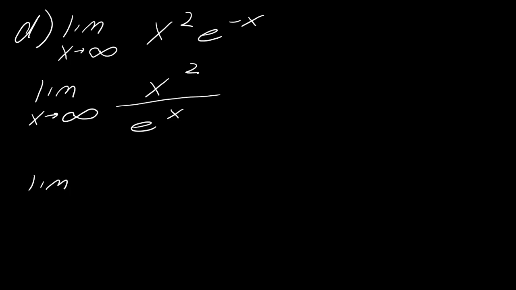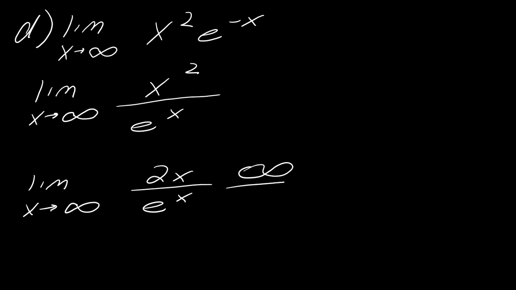So I'm going to go ahead and do that. So in the top I have 2x, and then the bottom I still just have e to the x. Now notice as x goes to infinity, I still have infinity over infinity, but that is okay. I can just take another derivative, so that's what I'm going to do.